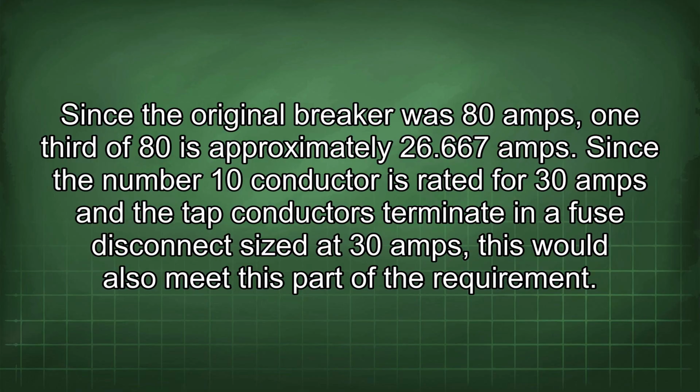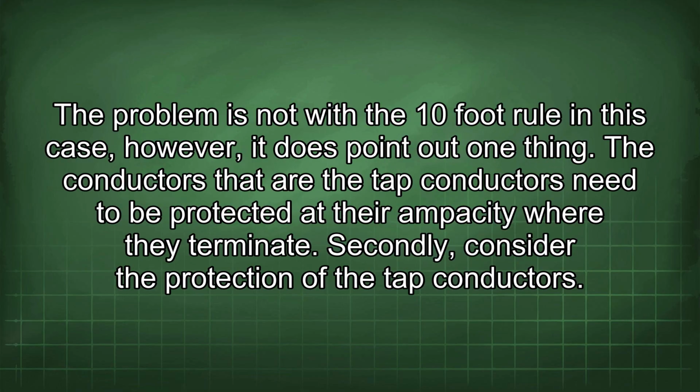Since the number 10 conductor is rated for 30 amps and the tap conductors terminate in a fuse disconnect sized at 30 amps, this would also meet this part of the requirement. The problem is not with the 10-foot rule in this case, however. It does point out one thing. The conductors that are the tap conductors need to be protected at their ampacity where they terminate.